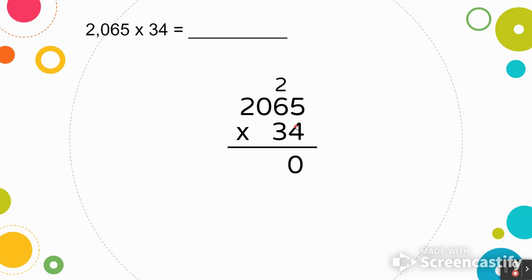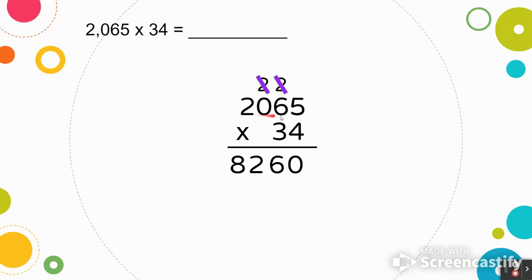Next, let's multiply 4 times 6, which is 24, plus 2 that we regrouped is 26. So the 6 goes down here in the tens place. The 2 is regrouped to the top of the hundreds place. Now we'll multiply 4 times 0, which is 0, plus 2 is 2. So we'll put a 2 down here in the hundreds place. Finally, 4 times 2 is 8. So we'll put an 8 in the thousands place. This means that 2,065 times 4 is equal to 8,260.